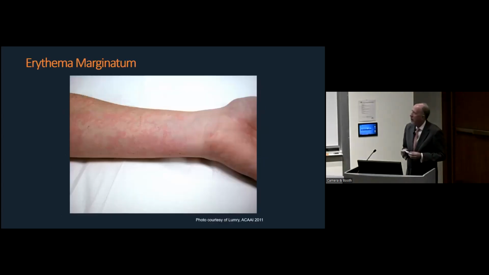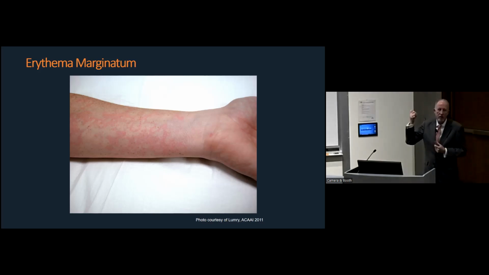This is a picture of erythema marginatum. It's seen in several different diseases, and HAE with C1 inhibitor is one of them. I show this because if somebody comes in and you ask them if they have had a rash or hives with their swelling, they may say yes, and this may well be confused with urticaria. And you go down a different rabbit hole. This is a serpiginous rash.